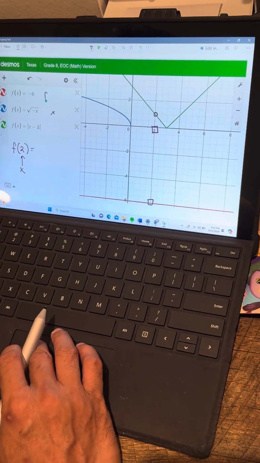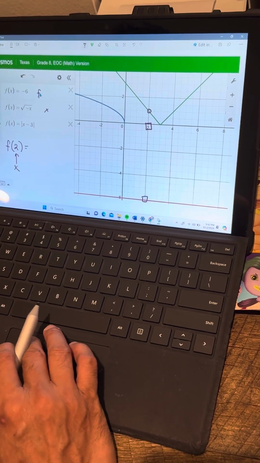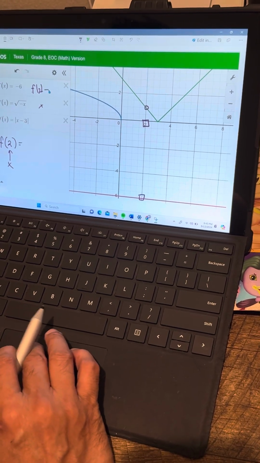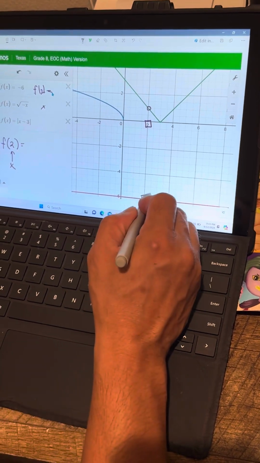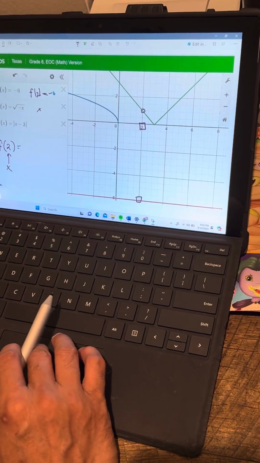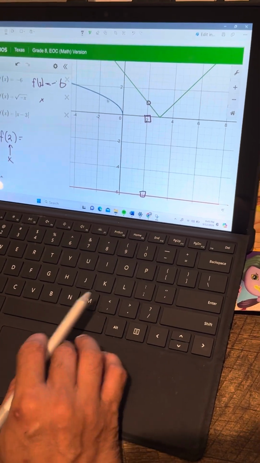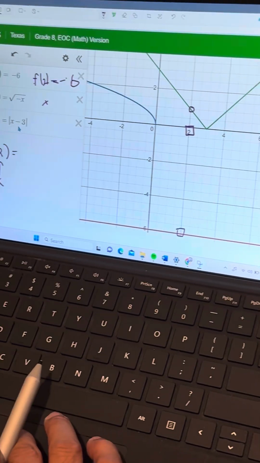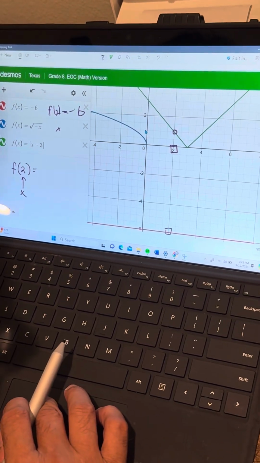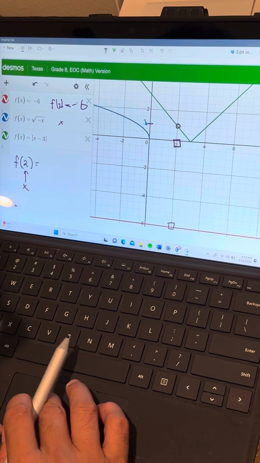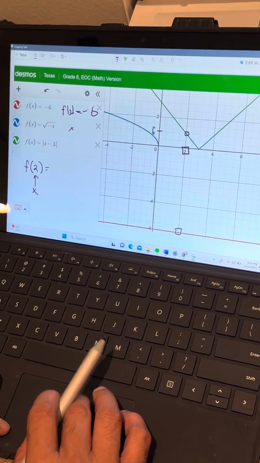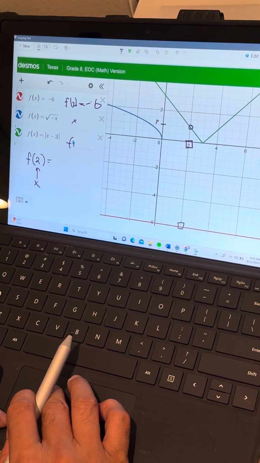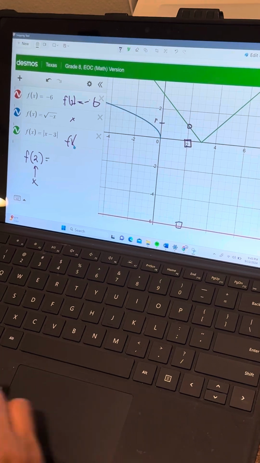This one here, f of 2 is equal to, there you go, this is negative 6. This one doesn't have a value, because f of 2, there's no f of 2. The graph of this is going to the left. This one here, the f of 2 is, I think this is 1. So f of 2 is equal to 1.